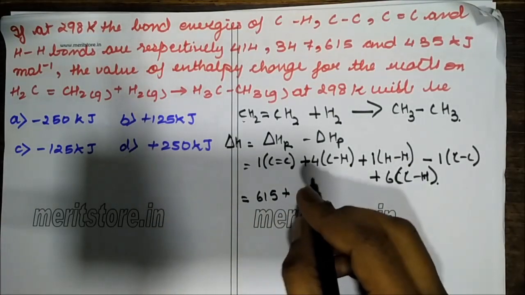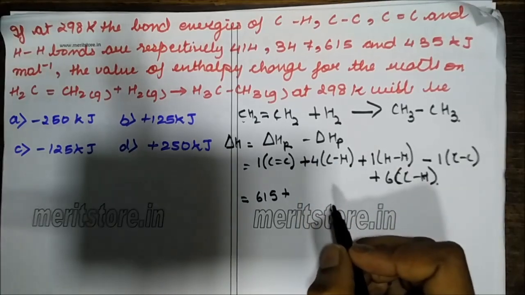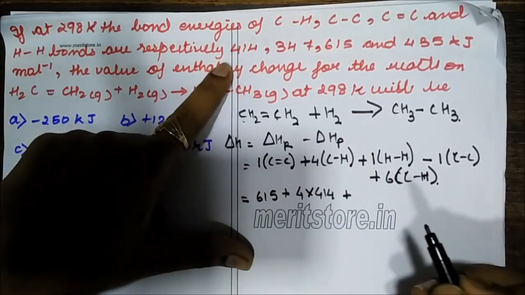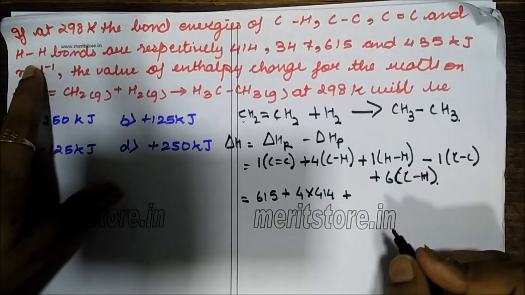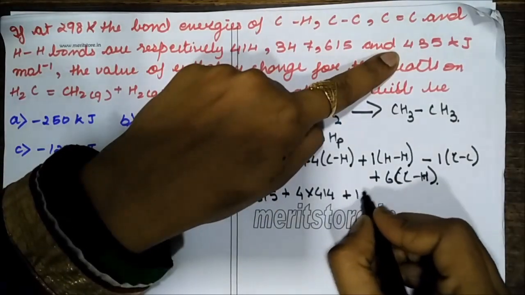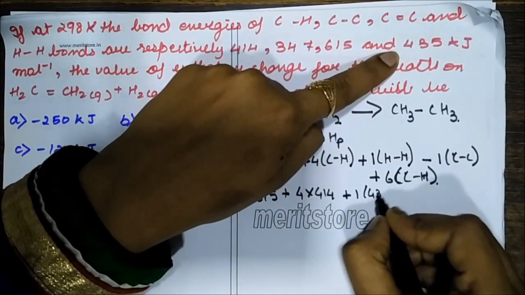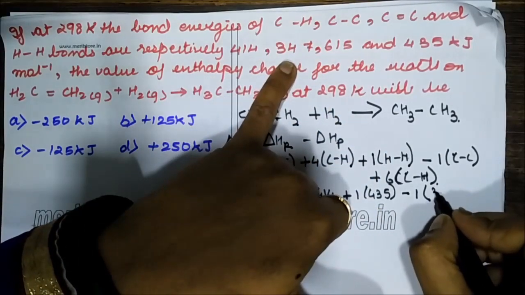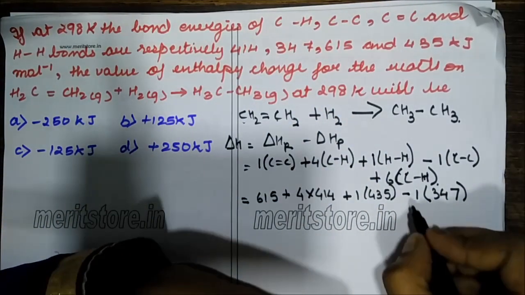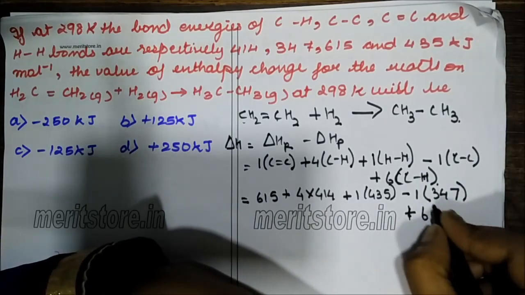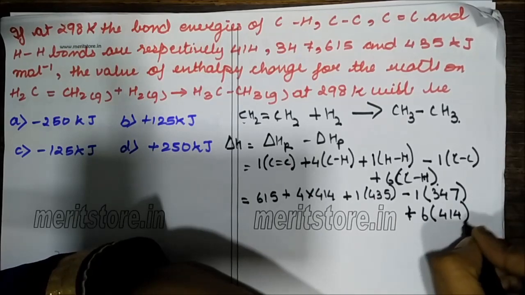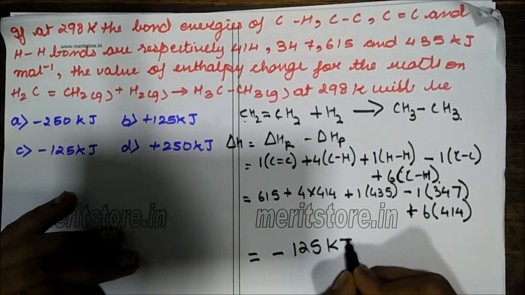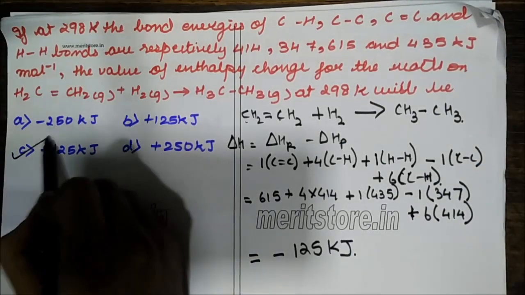Okay, for CH, it was 4 into 414. For HH, it was 435. For CC bond, 1 into, for CC bond, the energy was 347. And for CH bond again, plus 6 into 414. Now if you simplify this equation, the answer you will get is minus 125 kilojoules. So my answer is C.